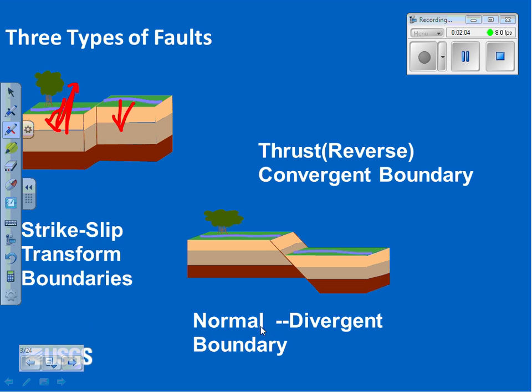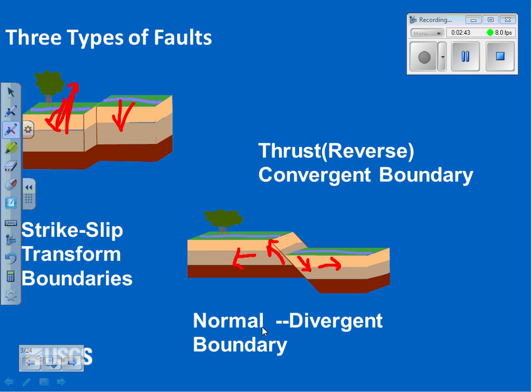Second one is a normal fault, and a normal fault occurs at divergent boundaries. That means, remember that the plates are moving apart from one another, so what ends up happening because of this, along the fault that was produced from the deformation of the rock because of the divergent boundary, is the hanging wall here actually slides downward, whereas the footwall goes upward this way.